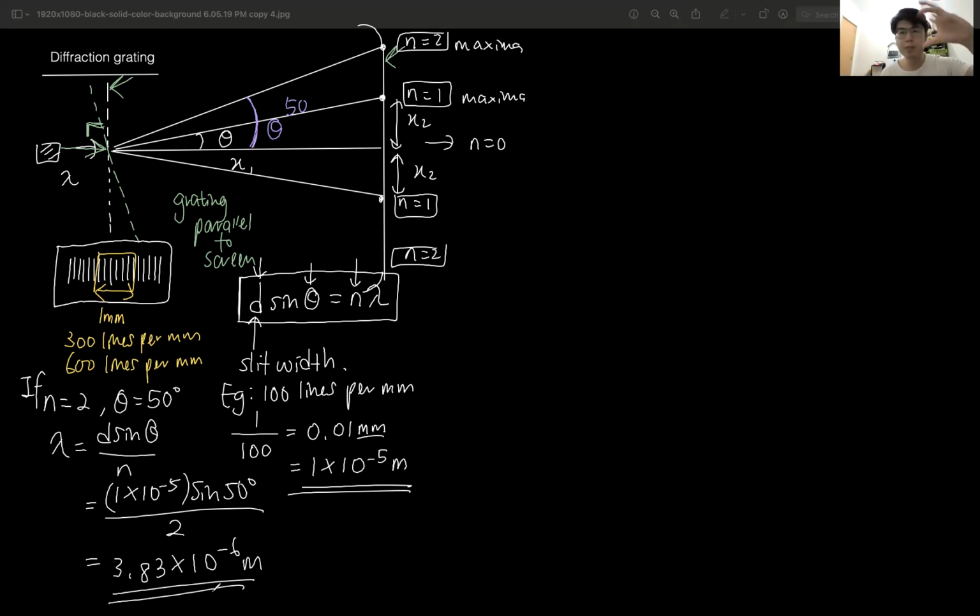So what is the purpose of the diffraction grating? To calculate wavelength. That's the main purpose, same as the double slit. They give the same result.